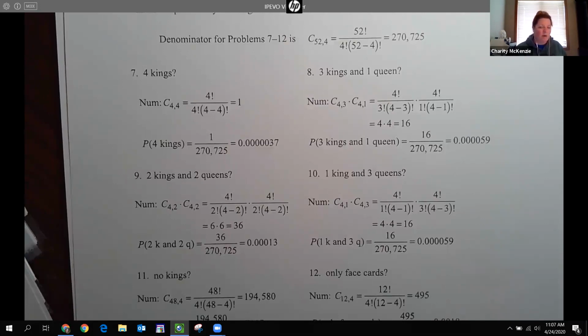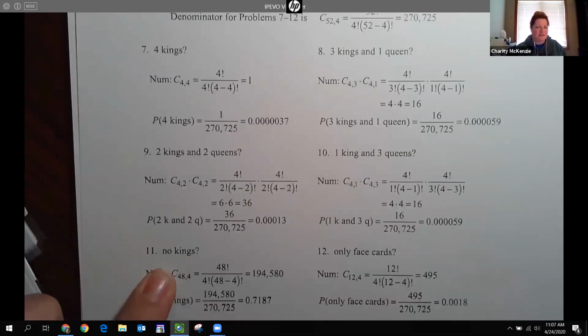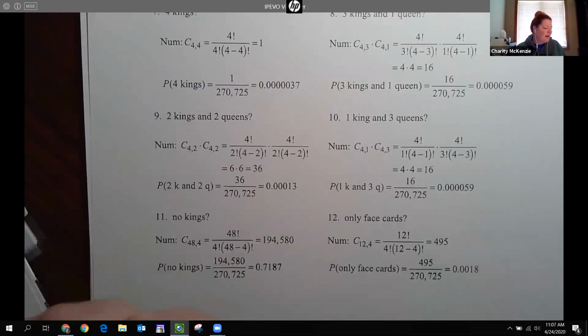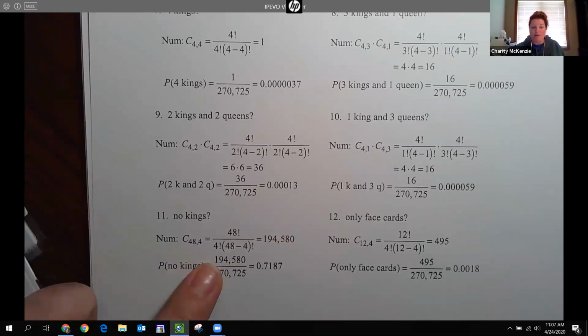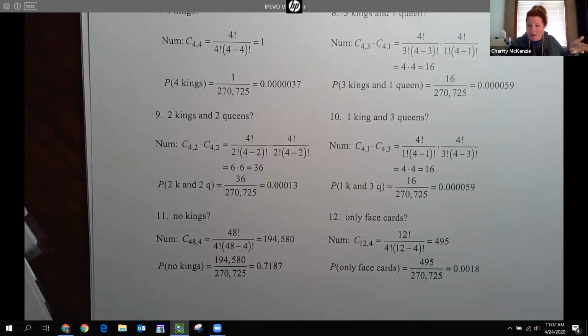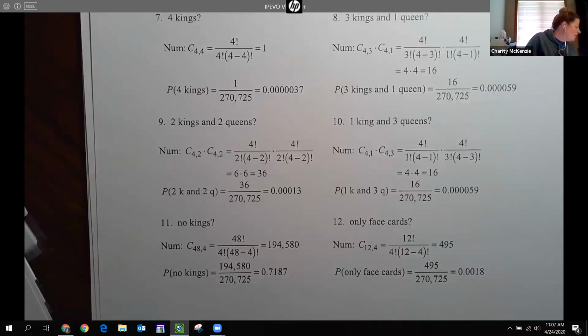What about getting no kings? I'm going to skip this side because they're basically the same thing. If I don't want any kings, then that leaves me 48 cards to choose 4 from. So that's going to be a big old number. So that's a way higher probability to get no kings, because there's only 4 kings in the whole deck. Okay, so that was using combinations. Let's see.